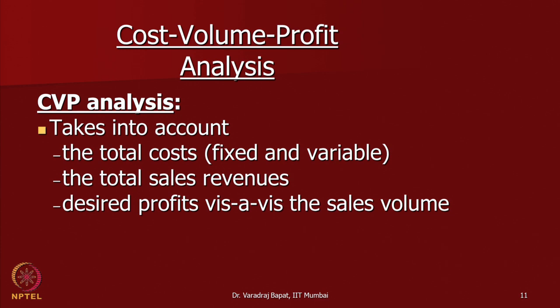Getting it? Now going to cost volume profit analysis, let us understand what it takes into account. So in CVP analysis we look at the total cost, divide it into fixed and variable, we look at the total revenue, then we look at the desired profit vis-a-vis various levels of sales volume. At a certain level of volume there will be some profit. So either we take some level of sales, maybe based on our market research, or we go by the profit as expected by management, and based on that go back to what level of activity we have to achieve for the desired profit. This is how normally we use our CVP analysis.